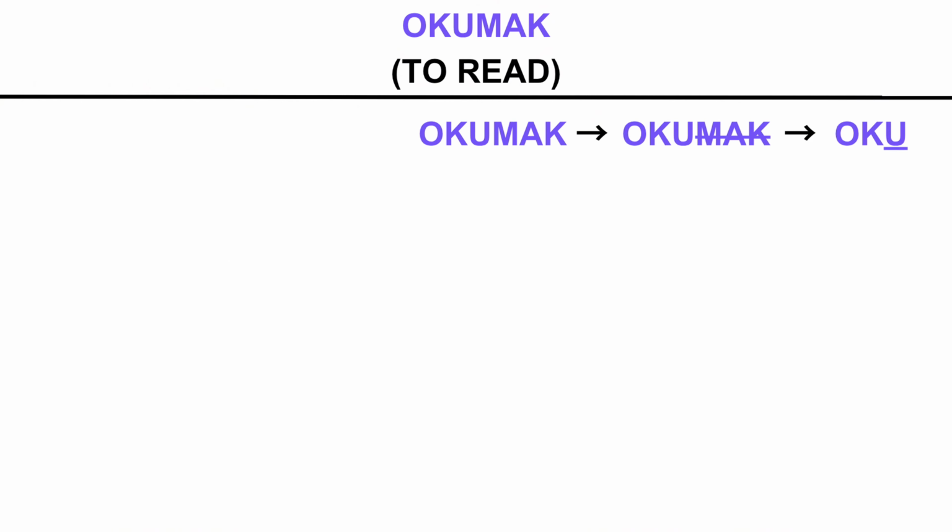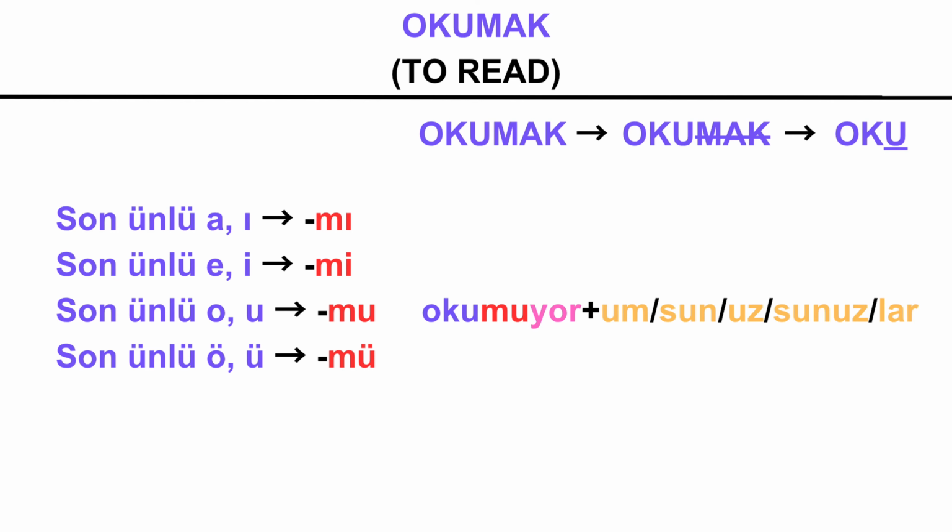Okumak is to read. I get rid of the infinitive part, mak. I have oku, last vowel is u. That's why I will add mu as a negative suffix. Oku, mu, yo, and then personal suffix. Okumuyorum, okumuyorsun, okumuyor, and goes on like that.